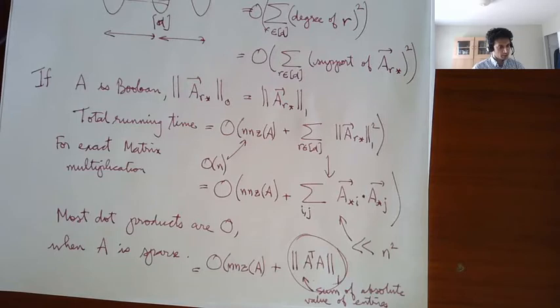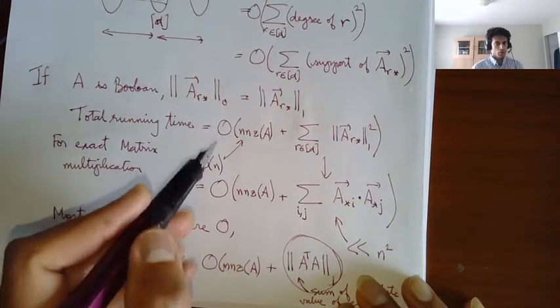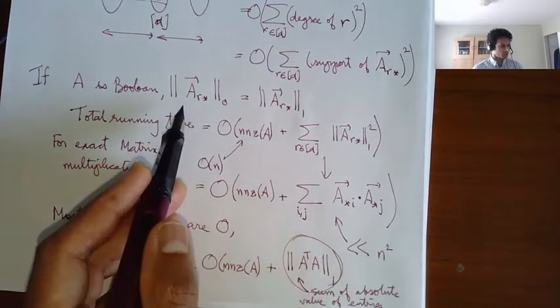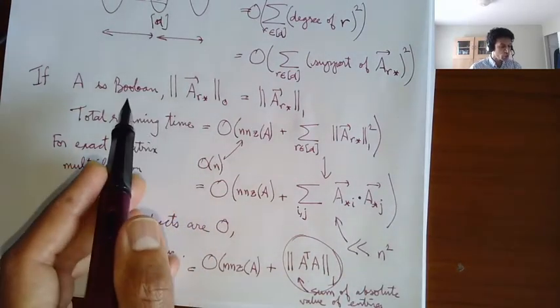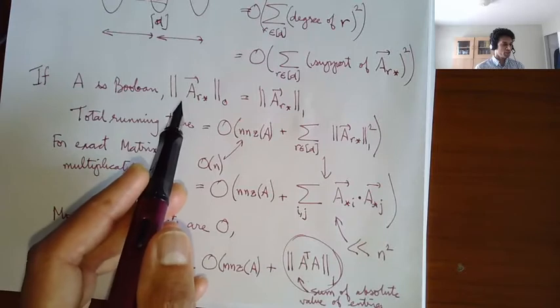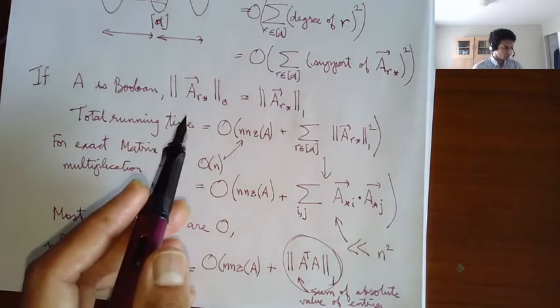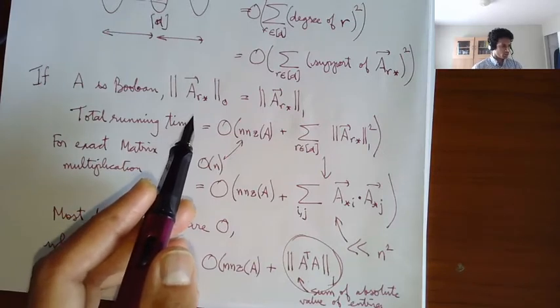Okay, so any questions about that? Sorry, I missed this. AR0 is equal to AR1. This part. So I'm looking at the support of the vector, right? The zero norm is the support. So if it's Boolean, the number of non-zero entries in the vector is just the sum of entries, because any non-zero entry is 1. So that's all I'm saying here.